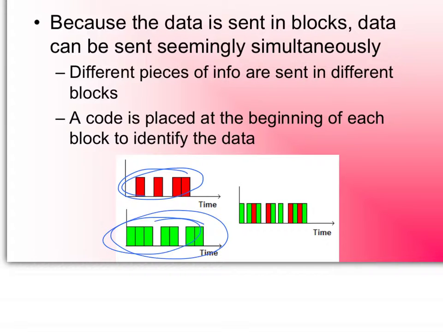And so because the signal for the red data is going to be broken up anyway, and the signal for the green data is going to be broken up anyway, in between each, they send the other data. So they send some of the green data, then some of the red, then some of the green, some of the red, and so on until it's all sent. Because it's going so quickly, it essentially seems like it's being sent at the same time. And the sender simply places a code at the beginning of each block to identify what piece of data it belongs to, where it is going, and what it is related to, so that it doesn't get confused or mixed up.